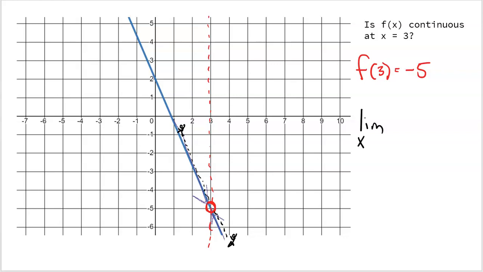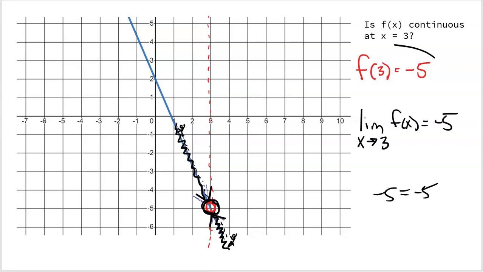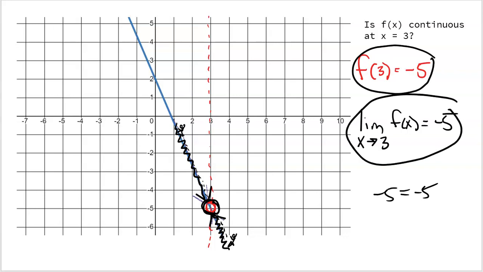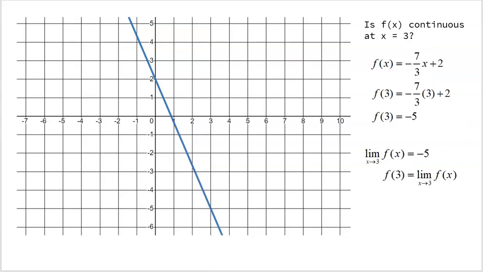We're saying, what is the limit as x approaches 3? For this function, where is the graph going? As we approach from the left side, where am I going? As we approach from the right side, where's the graph going? And guess what? -5 is where it's going. So again, -5 equals -5. Where the function is at and where the limit is at need to be the same. When that happens, it means you're nice and continuous.